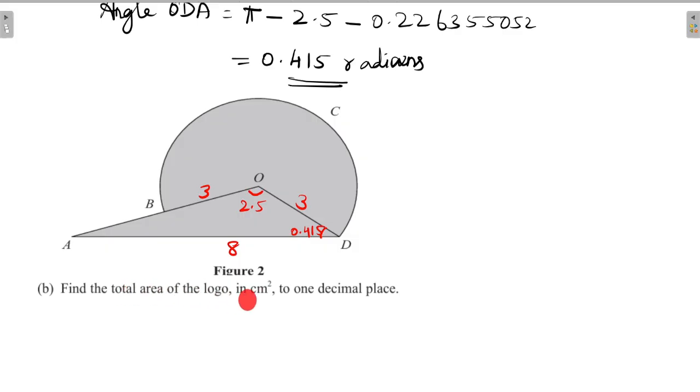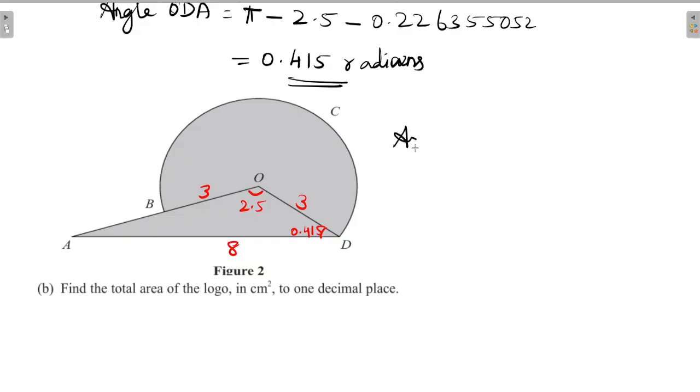See part B. Find the total area of the logo. There are two shapes joined in the logo. This is the major sector. This is the triangle. So we can find the area of the sector and the area of the triangle. Then finally we can add both areas, and that is the required area of the logo.